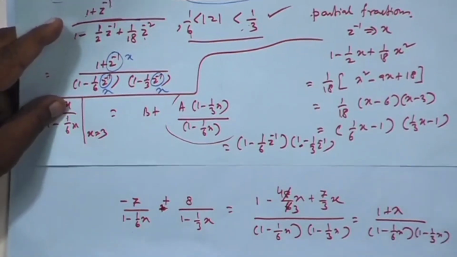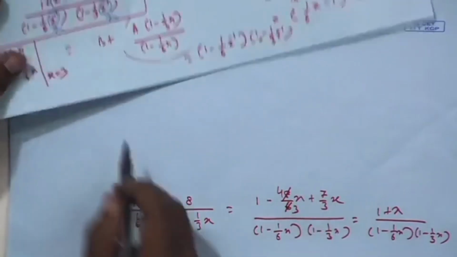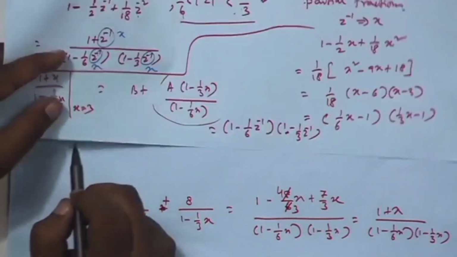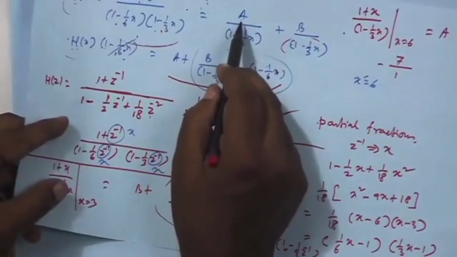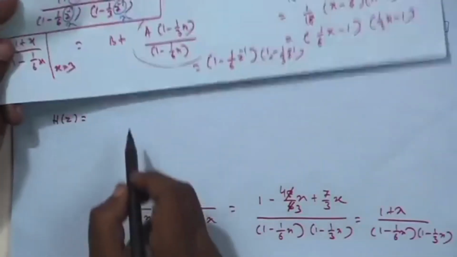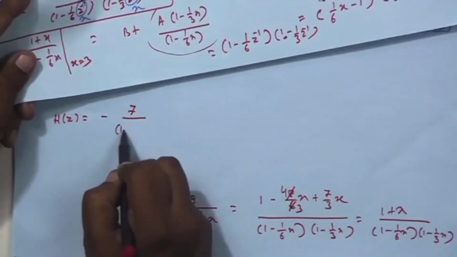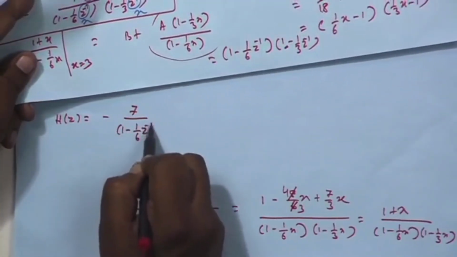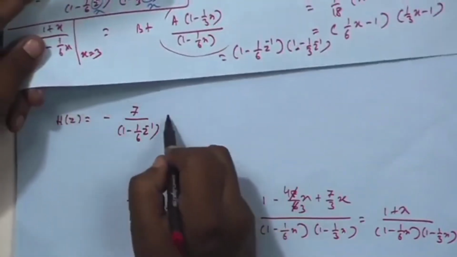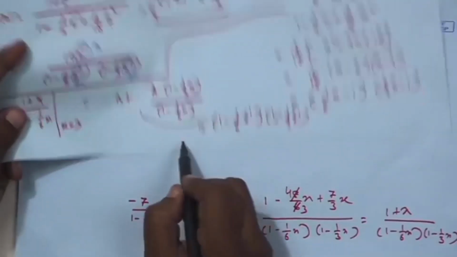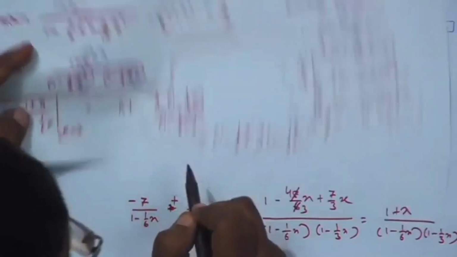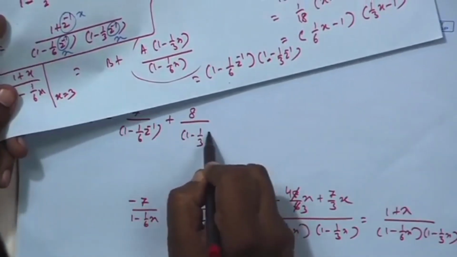All right. So, now you replace x by z inverse. So, your H(z) will be 8 say minus 7 by 1 minus 1 by 6 z inverse, x you put back as z inverse, plus 8 by 1 minus 1 by 3 z inverse.